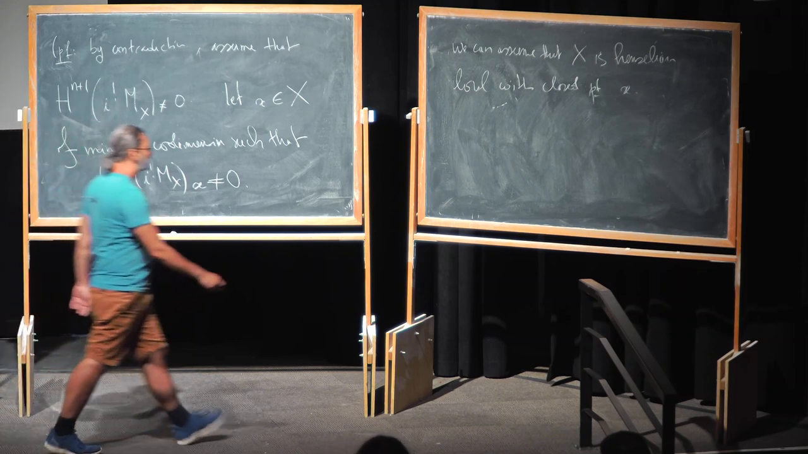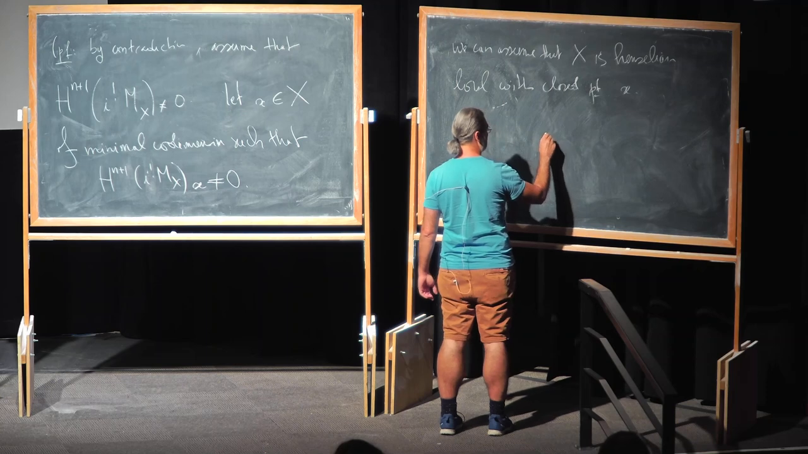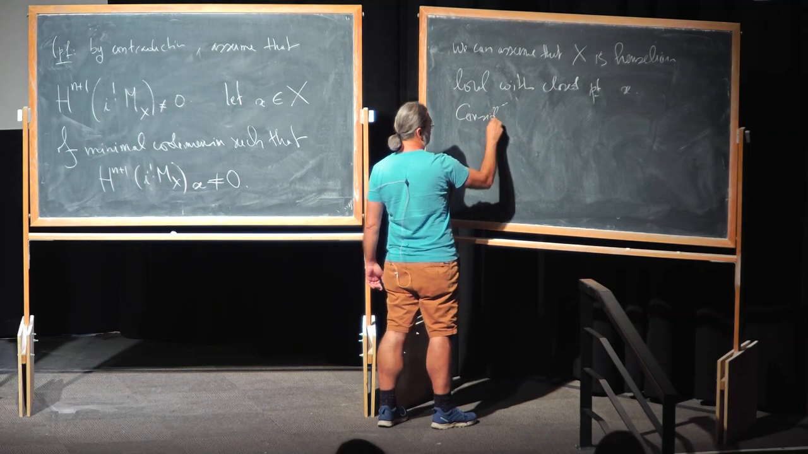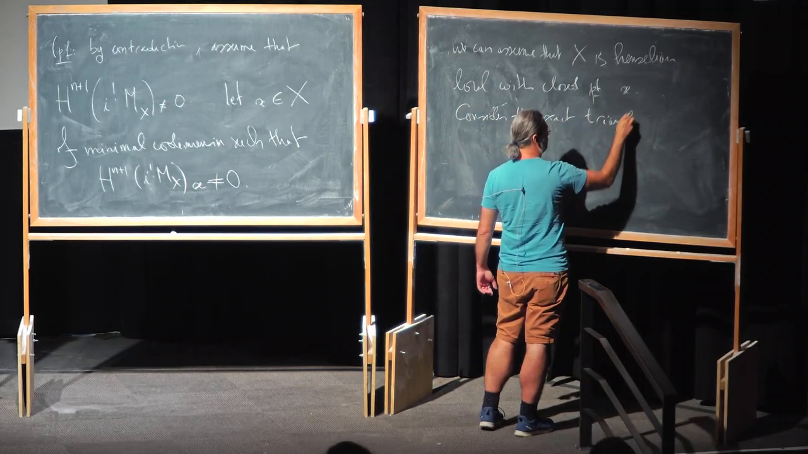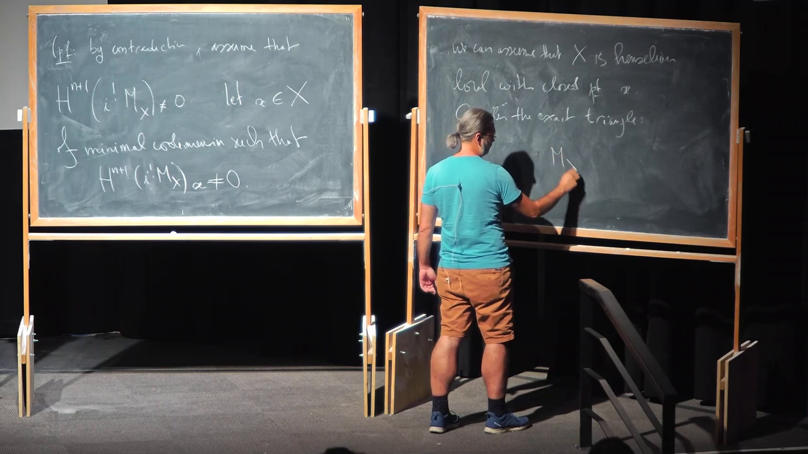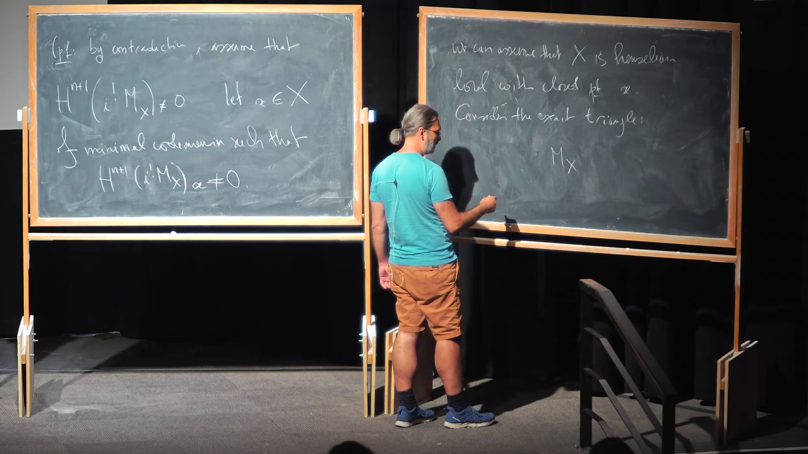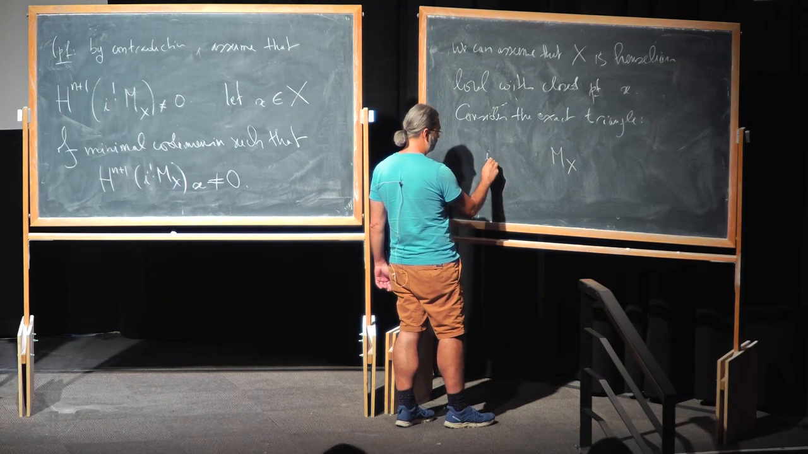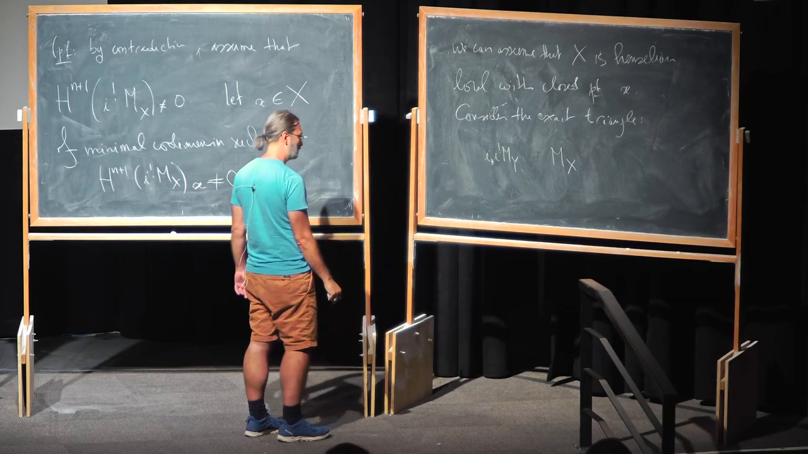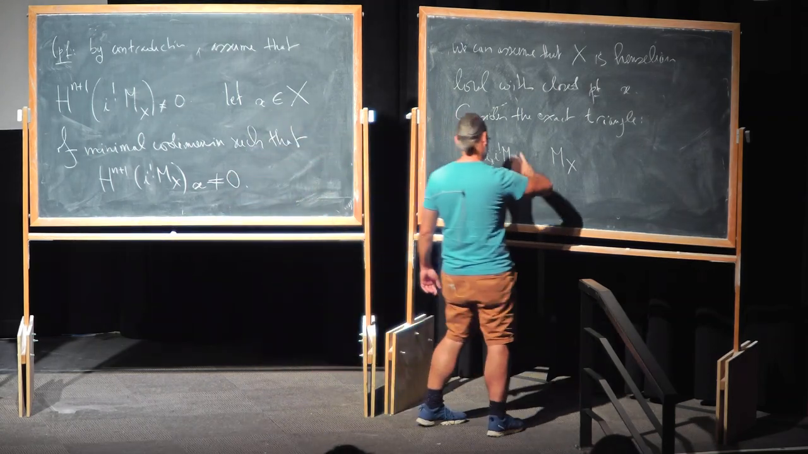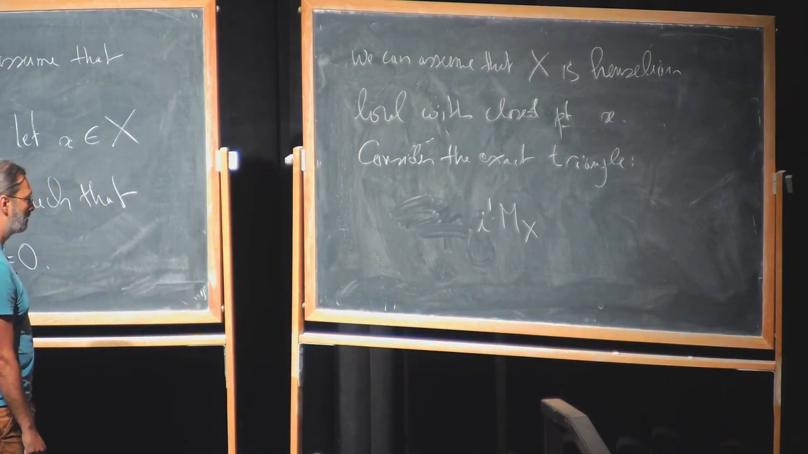Okay. Now let's try to do something with this. Let's consider the exact triangle, or distinguished triangle. I have M of X, the sheaf M restricted to the small Nisnevich site of X, and I have i lower star i upper star of M of X. Sorry, is this what I want to do? No, I don't want to do this. Sorry, I want to do this rather. I look at i upper star M of X. Now it's a sheaf on Y.